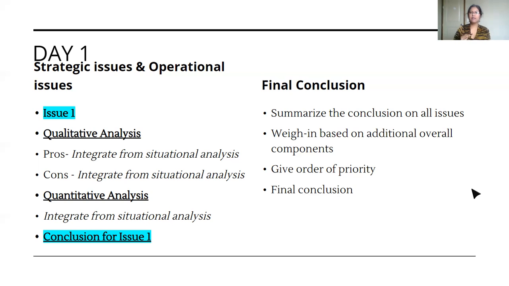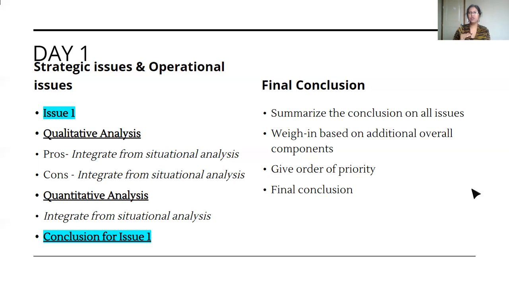So qualitative analysis, quantitative analysis, and then conclusion. So what is your conclusion for this issue? Whether you are suggesting go ahead, invest, or no, don't go ahead, don't invest in that, whatever your conclusion is. And from all these factors, highlight one or two factors why you are giving this conclusion. Even if you are writing four pros and four cons, highlight that because of this pro, or this very positive impact on the ROI, I'm suggesting that you go ahead with this investment.